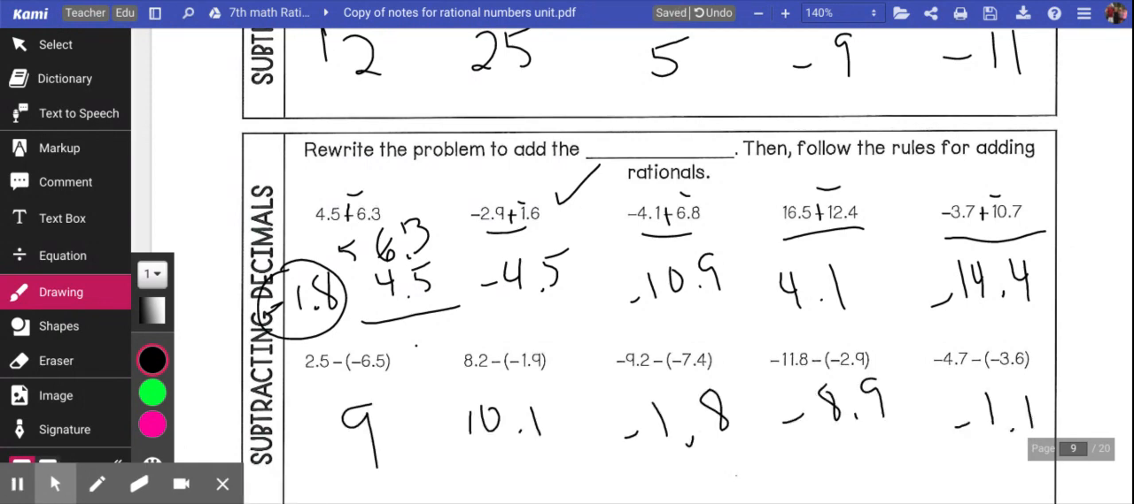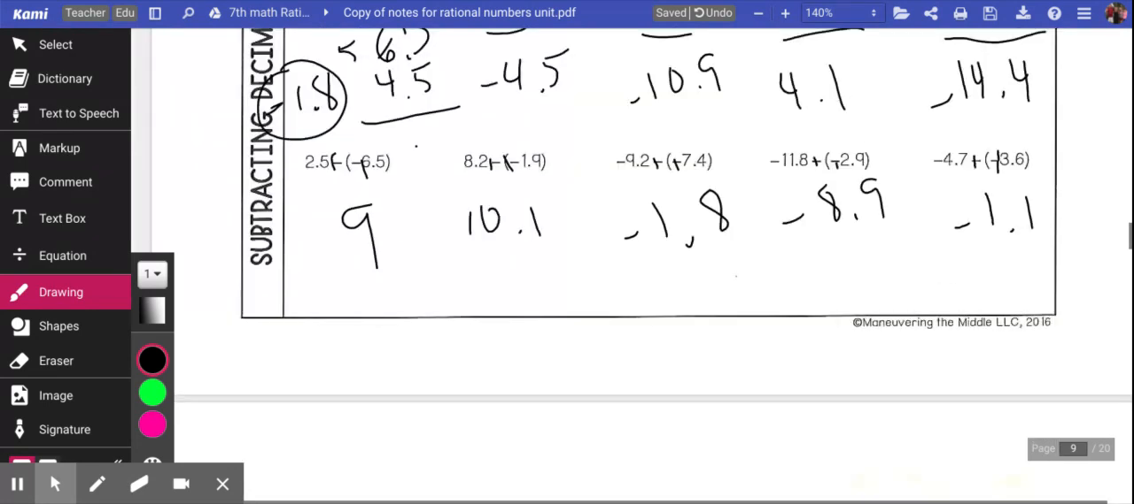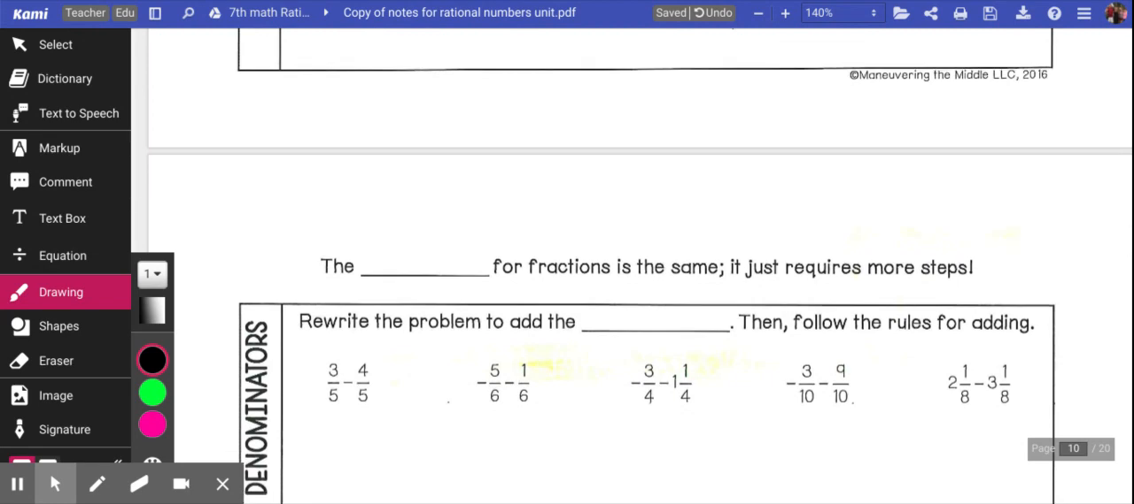Okay, we got 9 here, add the opposite. So 2 positives, add the opposite. So you subtract, take the sign of the bigger number, add the opposite, subtract, take the sign of the bigger number. Again, pause it if you need more time to look at them and figure out what you did wrong. And then we're going to go on to the back.